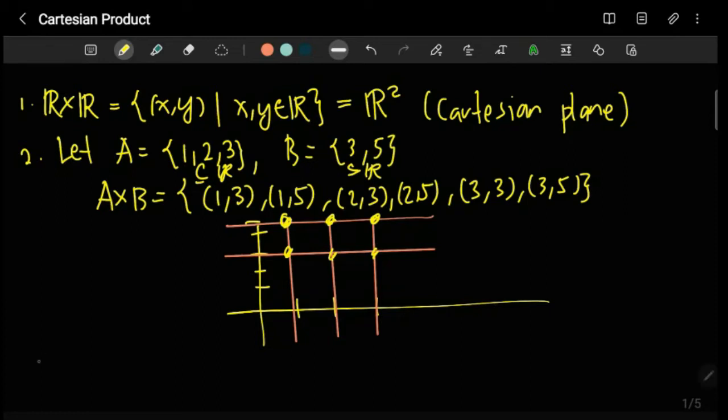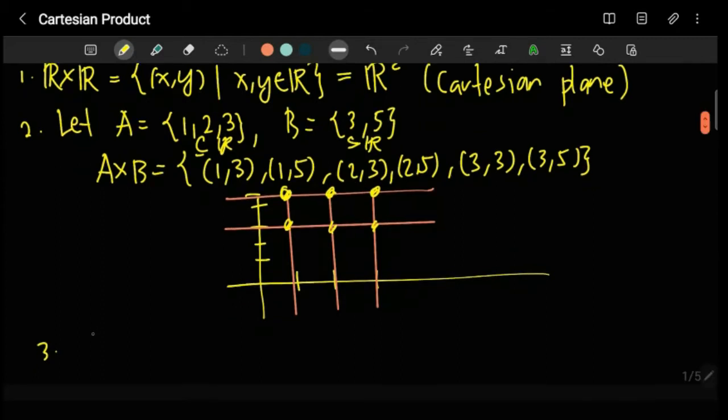We can even have segments of the number line. So for example, if I have A equals... I will not use the open interval notation because we might confuse it with the ordered pair. So I will use the usual interval or the usual rule method.